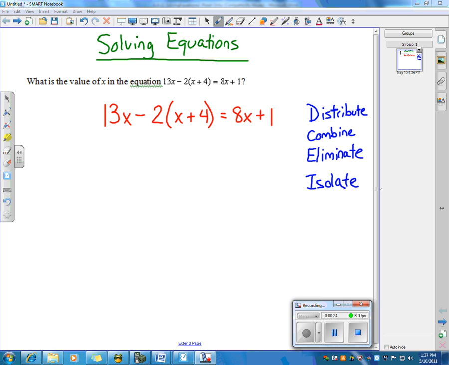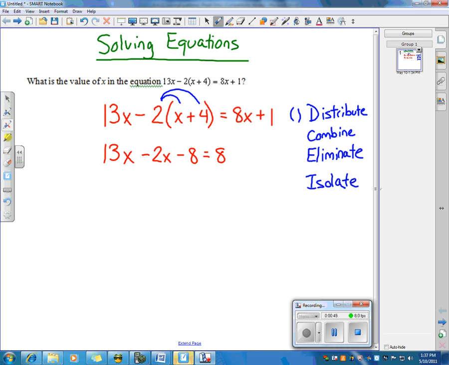Now, the only time we're going to distribute is if we have parentheses. In this case, we do have parentheses, so I'm going to be multiplying. When you distribute, you multiply. So simplifying this, I'm going to rewrite it. So we got 13x, that didn't get touched. Now, the negative 2 times x becomes negative 2x. Negative 2 times 4 becomes negative 8.